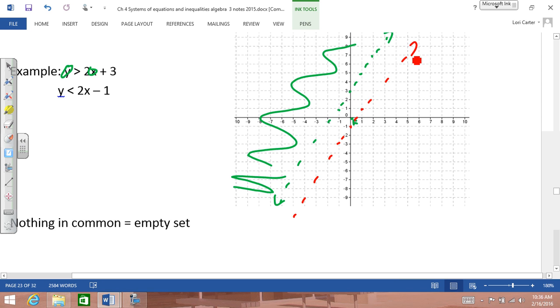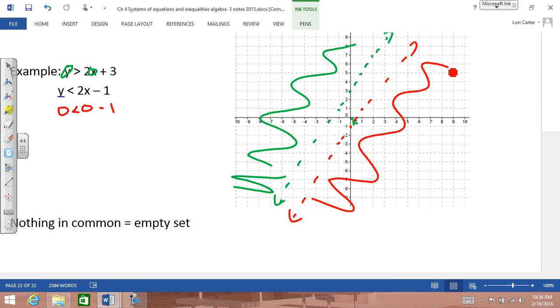Okay. Plug in 0, 0. True or false? False. So 0 is less than -1 is false, so it shades this side. Where do they intersect? They do not. That can happen. So that means there is no solution. It's the empty set, because they do not all intersect in one spot.